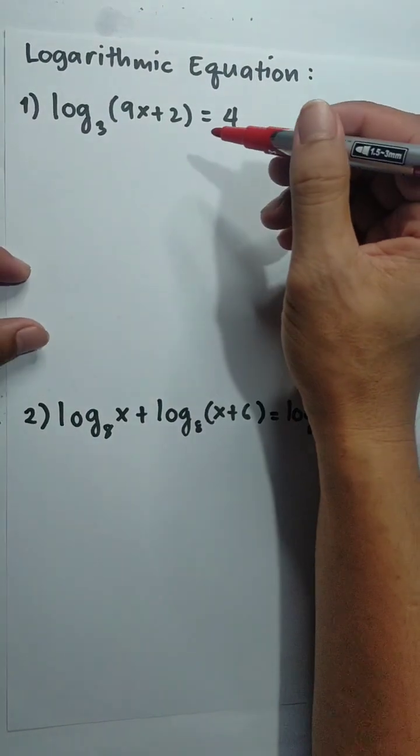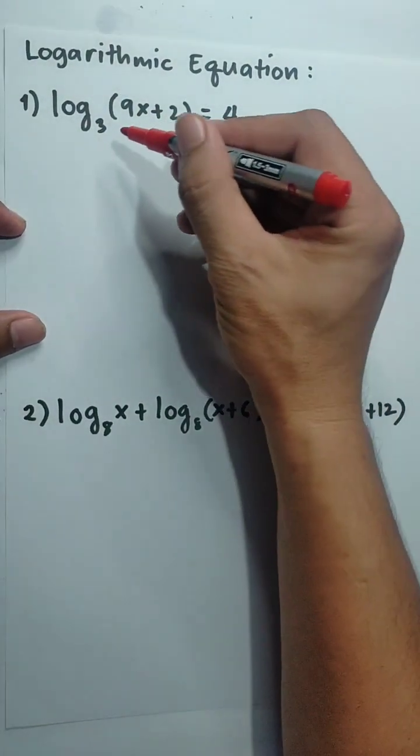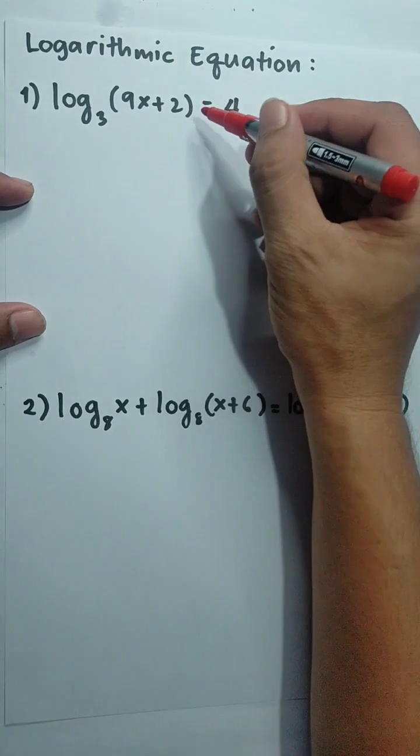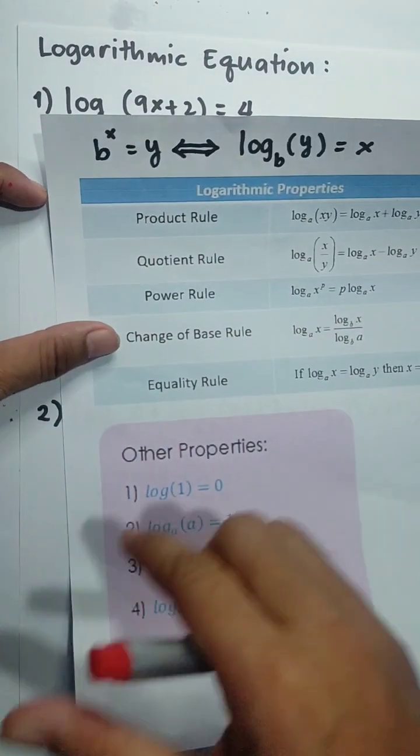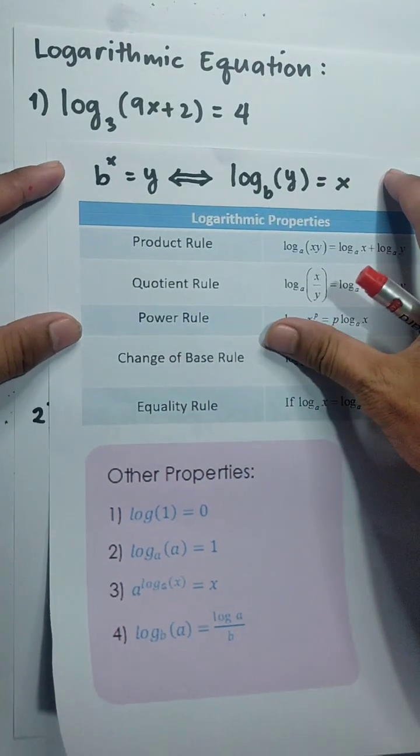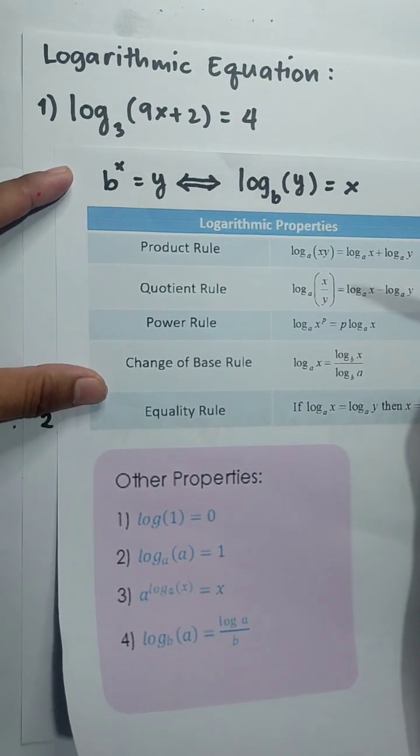Let's solve this logarithmic equation. We have number 1: log base 3 of the argument 9x plus 2 equals 4. We can solve this equation using the definition of logarithm.